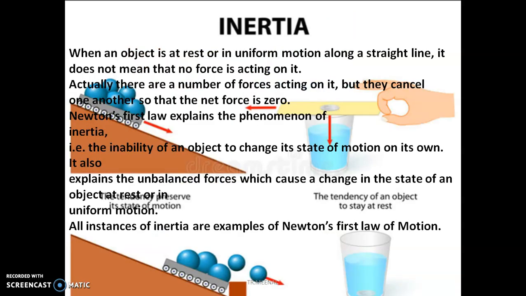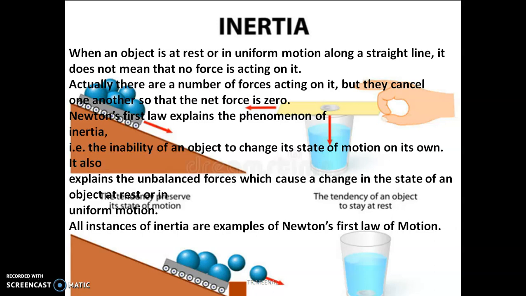Now coming to the property of inertia. When an object is at rest or in uniform motion along a straight line, it does not mean that no force is acting on it. Actually, there are a number of forces acting on it, but they cancel one another so that the net force is zero. So we can't say that when the object is at rest there is no force. In fact, there are many forces acting on it from different sides. So the net force becomes zero and therefore the object does not move.